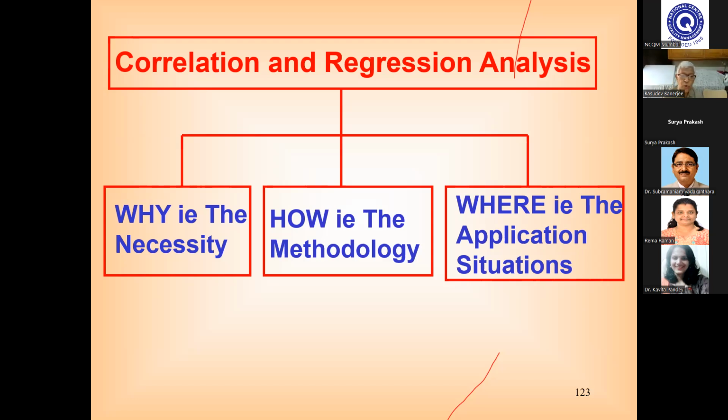Any technique you learn, my dear friends, you always question, why should I learn that? We have got so much to do. That is the necessity of it, like in the acceptance sampling plan, we found out the necessity. Then we go for how, that is the methodology. For senior people like you, we find out where, that is, the application situations. If you are convinced that the necessity is there and there is tremendous application potential, go for the methodology. So this is how correlation and regression analysis is approached.